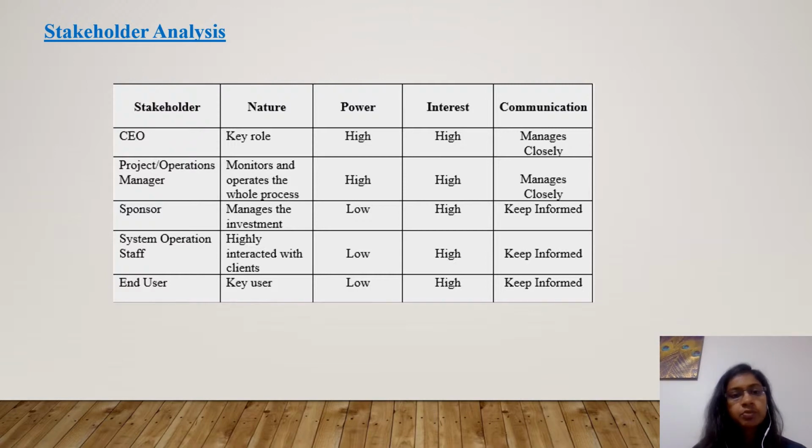Then the other one is the sponsor. He is responsible for the whole investment and expects the outcome to be informed, but he has low power and high interest in the project. Then comes the system operations staff. This staff directly interacts with the clients, and they have low power, high interest, and should be kept informed. Then finally the end user. The end user is the one who uses this system. He is the key user in this project, and he has low power, high interest, and should be kept informed as well.